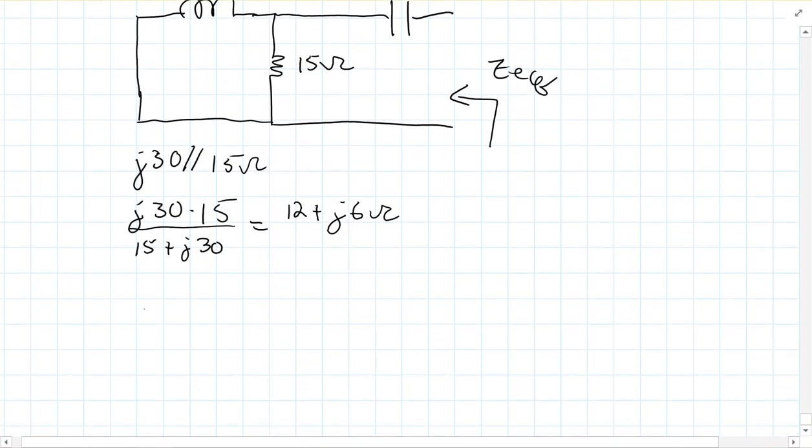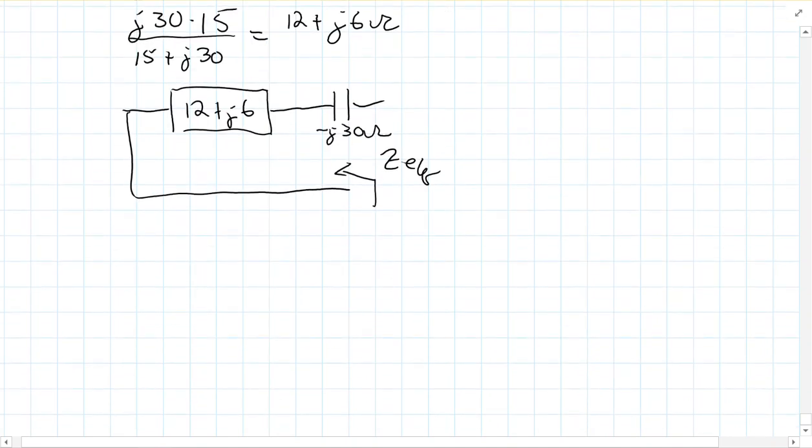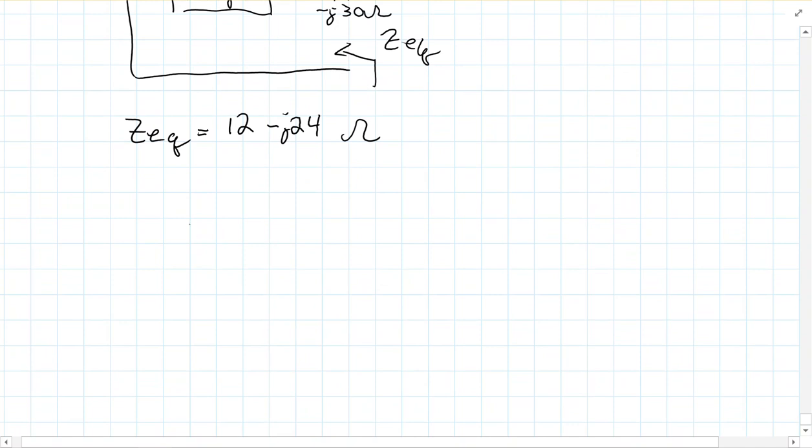And so we'd have then a little box here, 12 plus J6, and then we have ZEQ still looking in, and this would be still my minus J30 ohm capacitor. And of course these are in series now, so I get a ZEQ of 12 minus J24 ohms. So then of course we should always draw my Thevenin equivalent circuit.